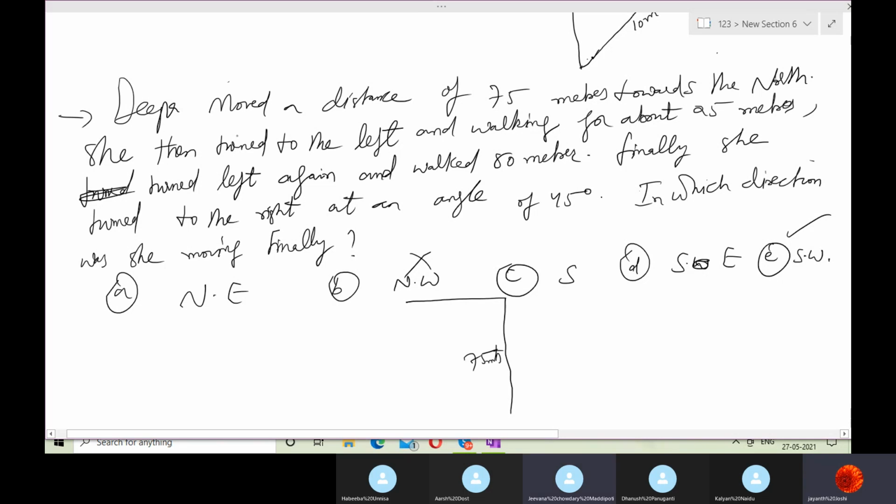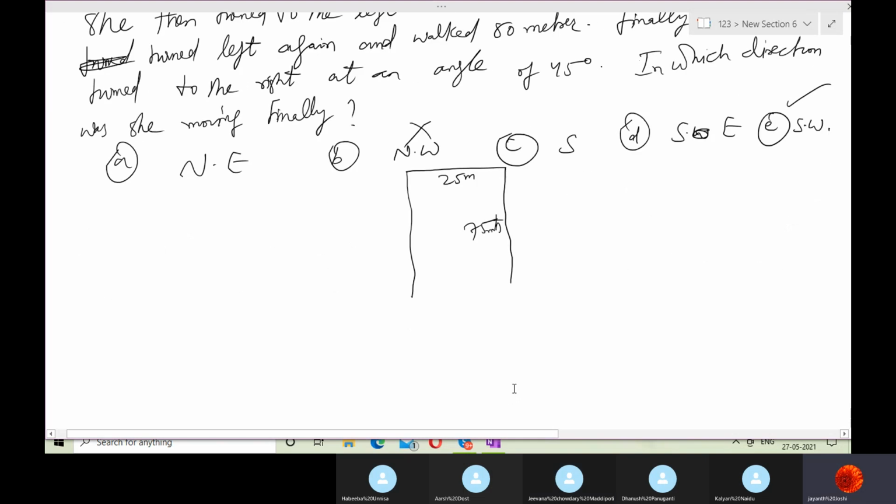Then she turned to the left and walked about 25 meters. Turned left again and walked 80 meters. So this is right, this is right, this is left. So she has again turned left and went 80 meters. So south, 80 meters would be somewhat farther than this. Correct? Now what has happened?